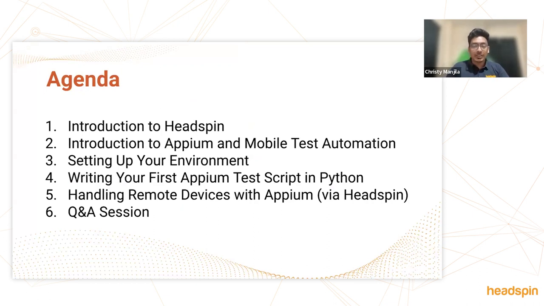Now, for today's agenda, I'll be introducing what HeadSpin is and how the platform can help you in automating any test cases, be it using Appium or Selenium. And I'll also talk about what Appium is and how mobile automation can be done using Appium. I'll give you a brief setting up of the environment, more or less leaning towards Linux and Mac devices. I'll also show you a small Appium test script that's written in Python. We'll also be going through how you can use the same test script to connect to any remote device that's available in HeadSpin as well. And at the very end, we'll even have a Q&A session.